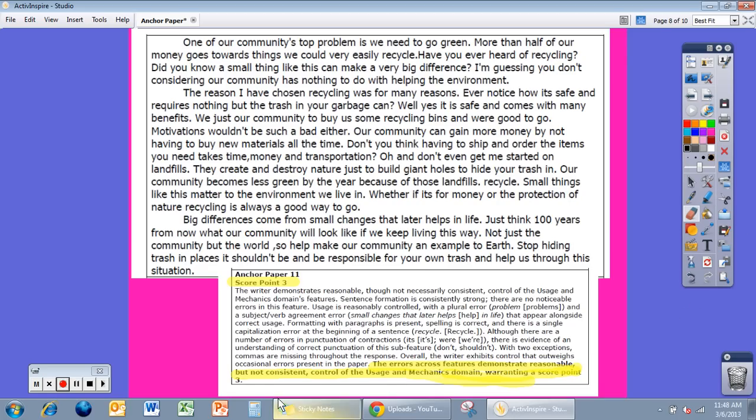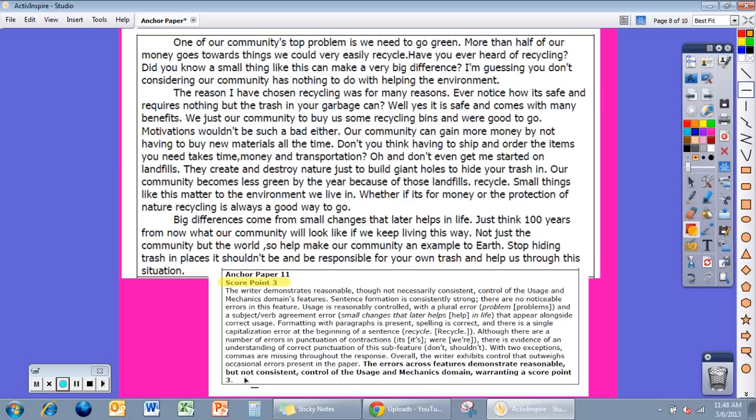Okay? So this person, let me erase that so you can read it. This person, while it wasn't horrible, it was not consistent control. That's what they're looking for. So if you wanted a 4 in usage and mechanics, you've got to demonstrate reasonable and consistent control over the feature. So you may want to pause this, read the essay, and then read the score.